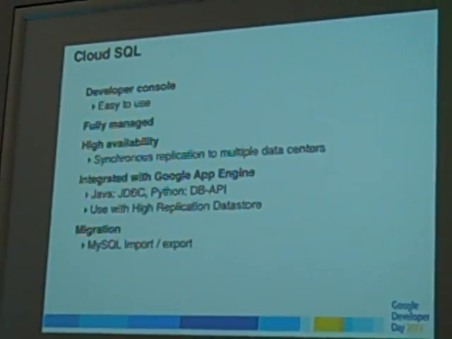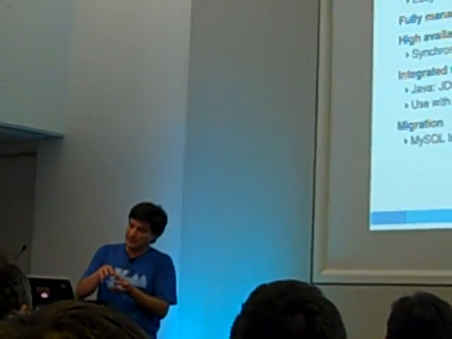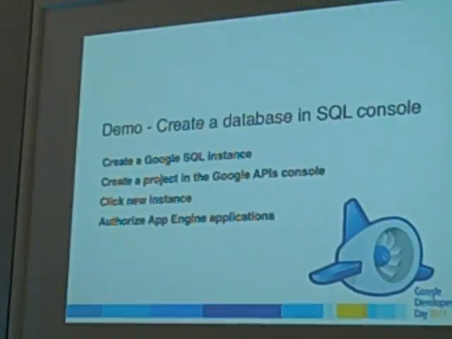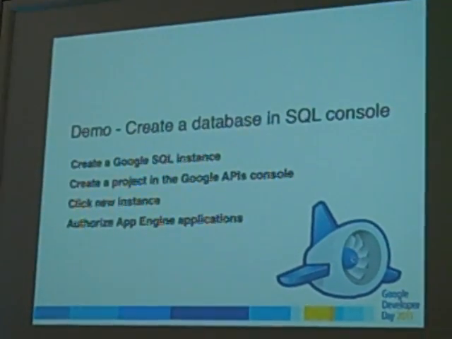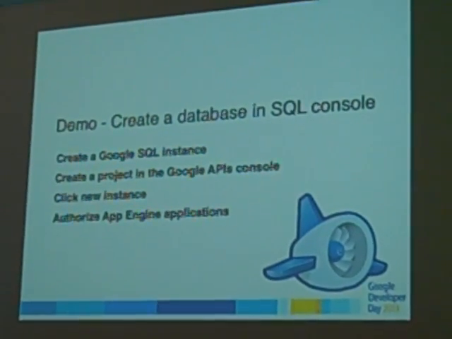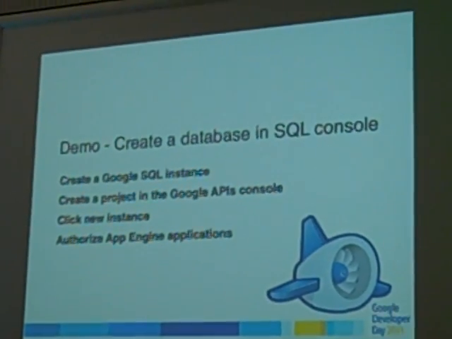And we have some really great migration tools, so we make it really easy for you to take a MySQL database binary file and import and export. So it's really easy to move your data in and out. So we're going to do a quick demo here. We can create a Google SQL instance. We're going to put it within a project, and I'm going to show you how we can authorize App Engine applications to use this pretty quickly.